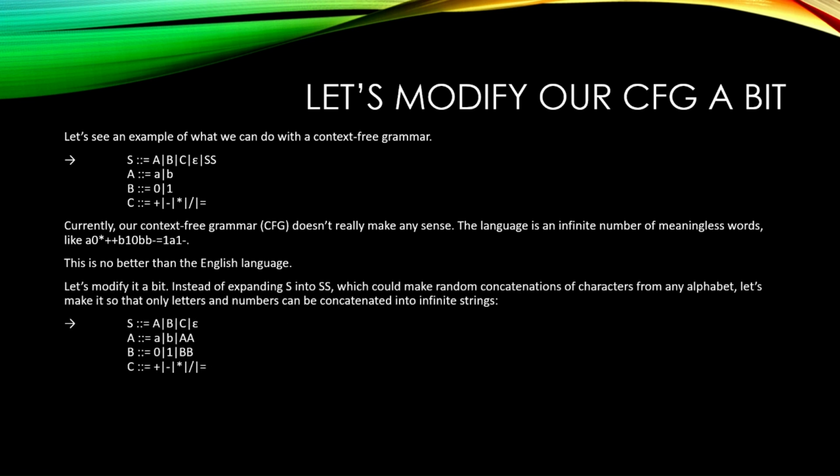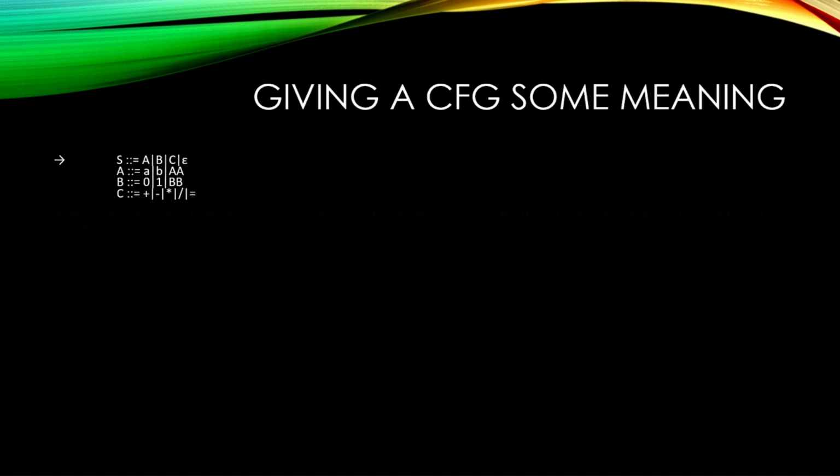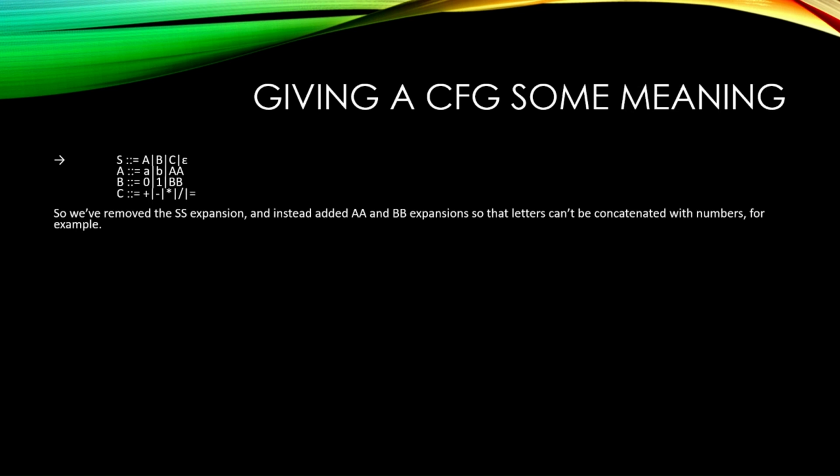So instead of expanding S into SS, which could just make random concatenations of characters from any alphabet, let's make it so that only letters and numbers themselves can be concatenated with themselves into infinite strings. So we've moved SS from S, and we've put concatenations AA into the expansion of A and BB into the expansion of B.